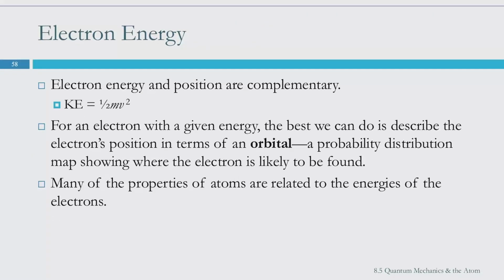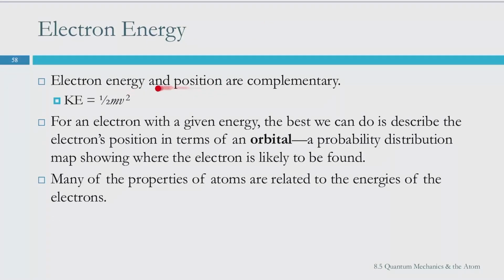For our electrons, energy and position, I think this is relative to the nucleus, are complementary. Kinetic energy generally is 1/2 mv squared, where m is mass and v is velocity, meters per second. For an electron with a given energy, we can describe it in terms of an orbital.